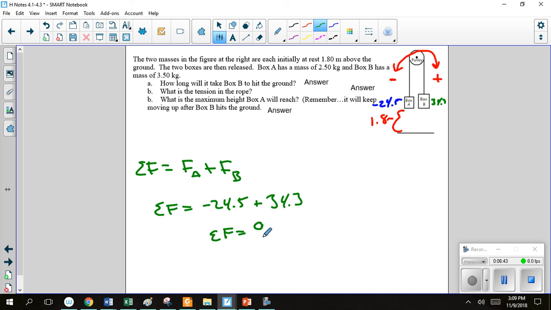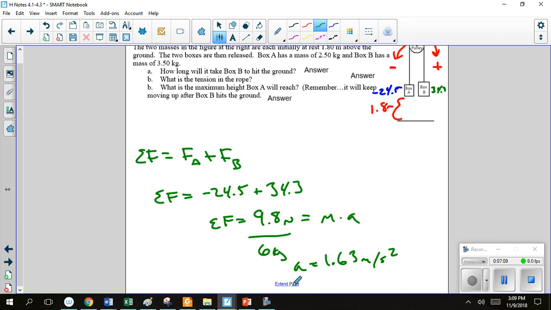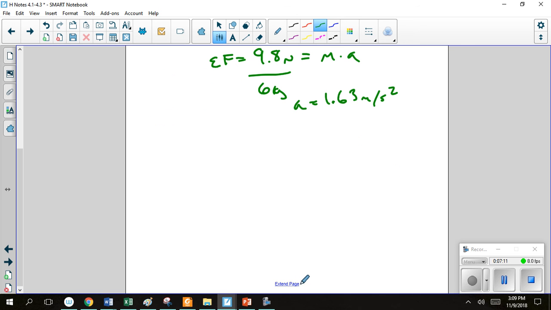So that equals, interesting, 9.8 newtons. What a weird quantity. All right, now this force equals our mass times our acceleration. Well, this is the total mass of our system, just like before. So 9.8 divided by 6 kilograms gives us an acceleration of 1.63 meters per second squared. Sweet, but it doesn't want that. It wants how long it's going to take to hit the ground.